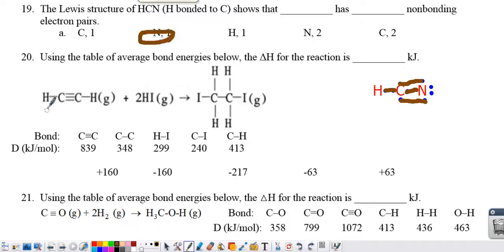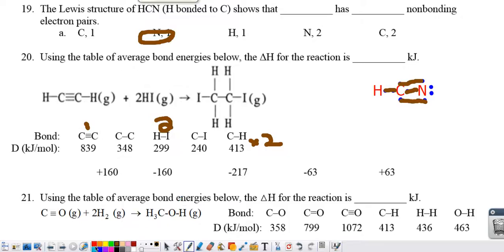So let's see, what do we have? We have 2 of these, we have 2 of these, so this times 2. We have a triple bond, so just 1 of these. We have a C-H, oh, but we have 2 of those. So 2 times this plus 2 times that plus 1 of those. Write that down. That represents all of this side.